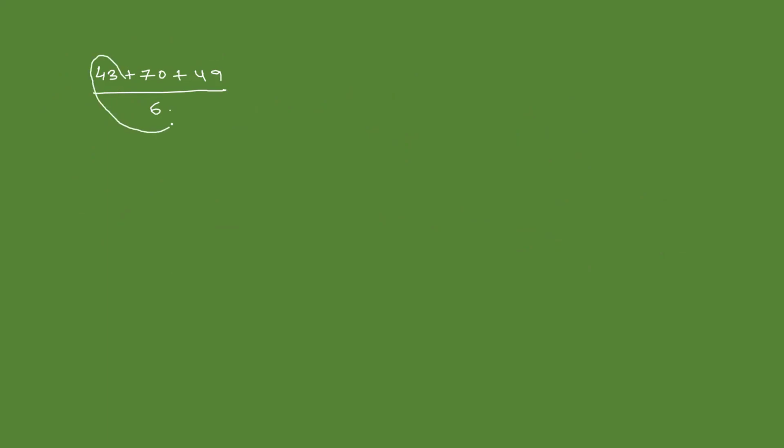That means I need to find the remainder for 43 by 6, and similarly the remainder for 70 by 6, and similarly the remainder for 49 by 6. We need to find the individual remainders, and after finding them, apply the mathematical symbol between them. Whatever it may be: if it is plus, it is plus; multiplication means multiplication; subtraction means subtraction.